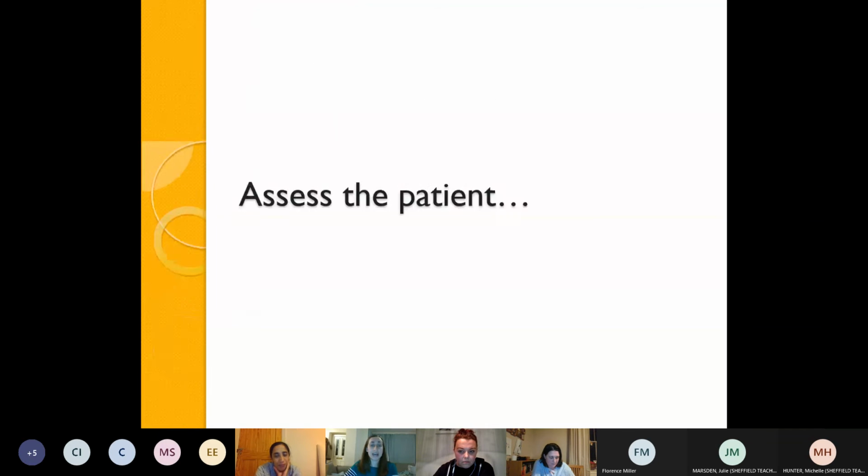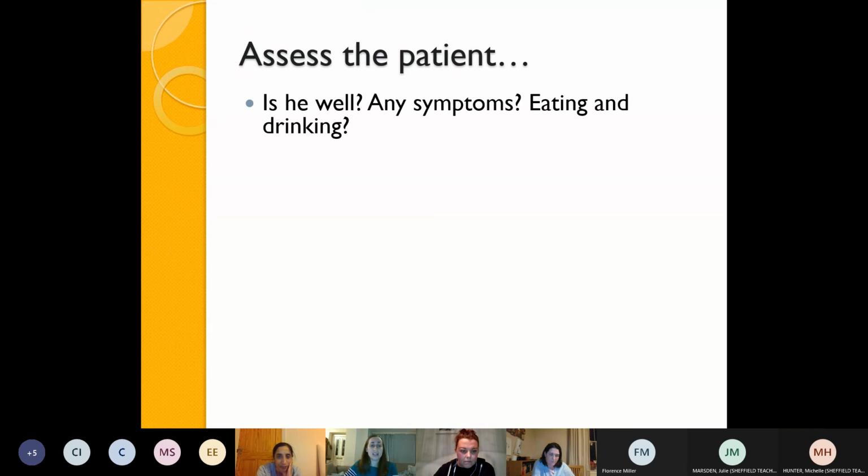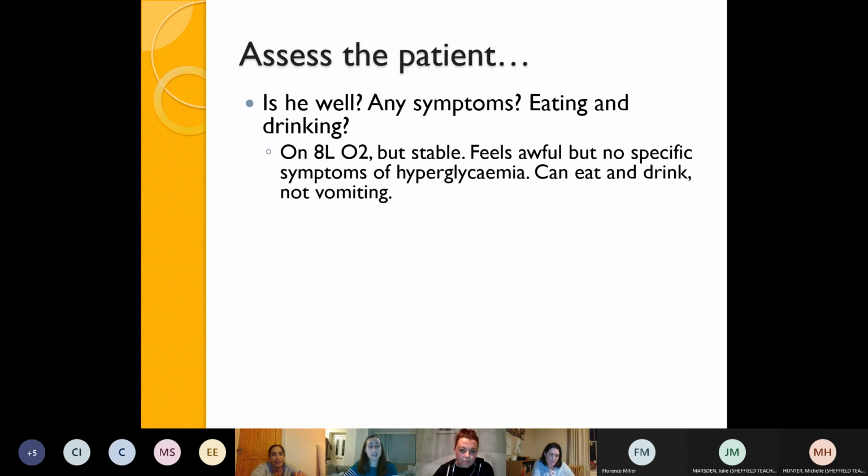Precisely, yeah. So it's basically how is the patient, isn't it? So is he well? Is he eating and drinking? So he's on 8 litres of oxygen, but he's stable. So that's from his COVID point of view. And he feels awful, but he's got COVID. He doesn't have any specific symptoms of hyperglycemia. He can eat and drink and he's not vomiting. So that's all quite reassuring. Does he have ketones? 2.